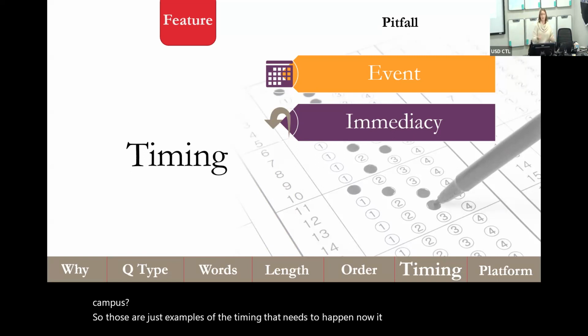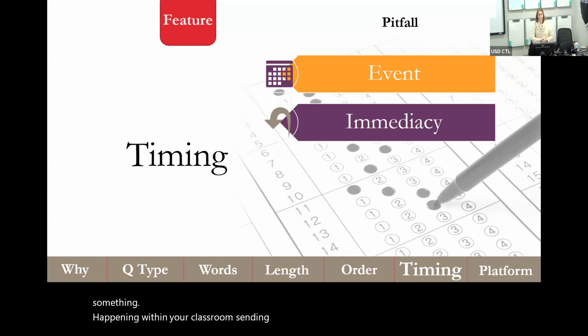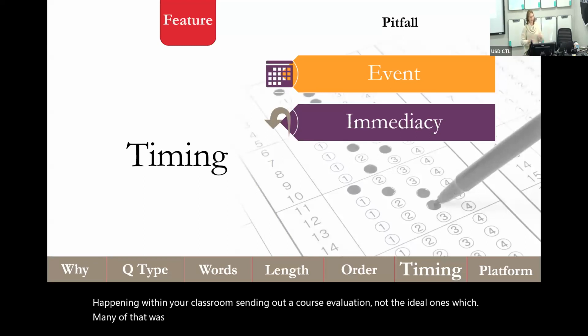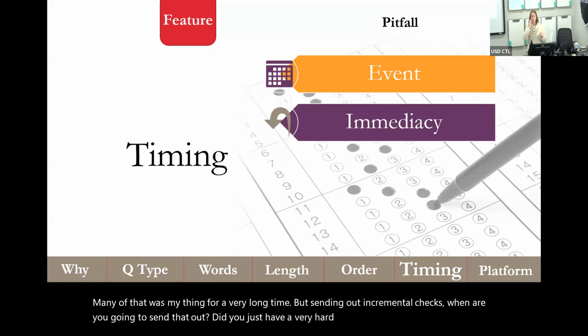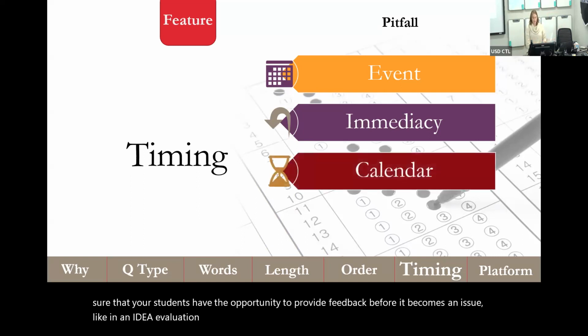Now, it could also be that there's something happening within your classroom, sending out a course evaluation, not the IDEA ones, which many of you know, that was my thing for a very long time. But sending out incremental checks, when are you going to send that out? Did you just have a very hard assignment and you want to make sure that your students have the opportunity to provide feedback before it becomes an issue, like in an IDEA evaluation? So those are examples of timing.